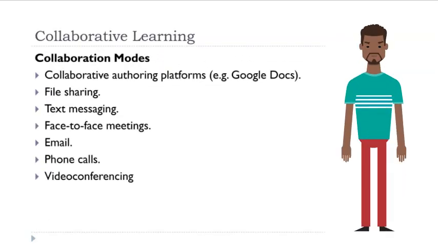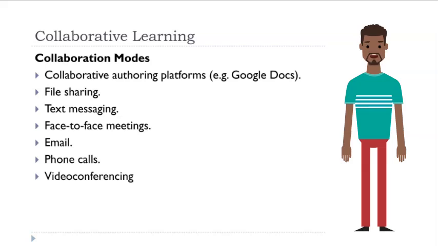Modes of collaboration. The different modes of collaboration and communication when working on group projects with your colleagues are listed as: number 1, collaborative authoring platform such as Google Docs, Microsoft Office 365. Number 2 is file sharing application. Example of file sharing application: Google Drive. Number 3 is text messaging. You can use social media platforms for that.